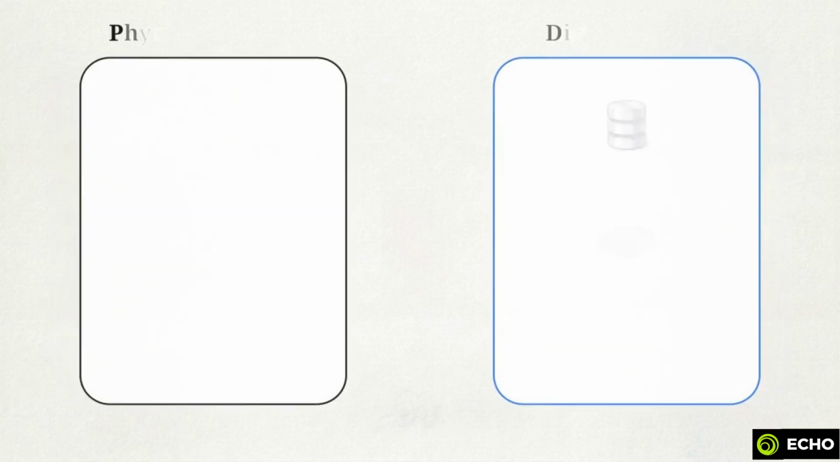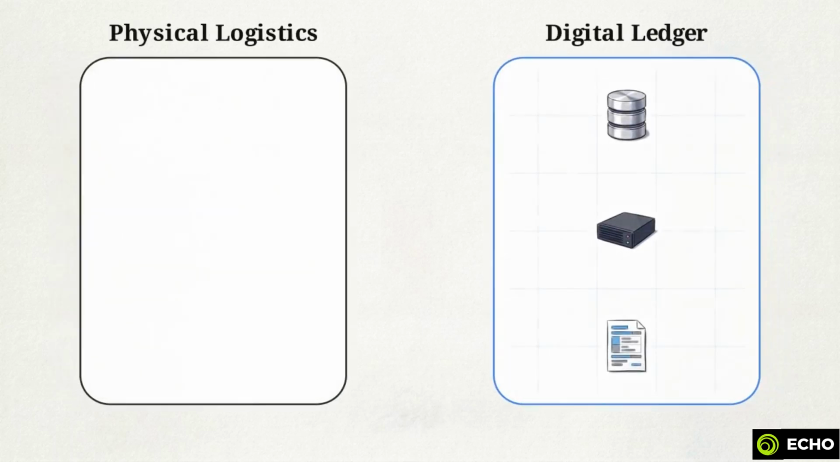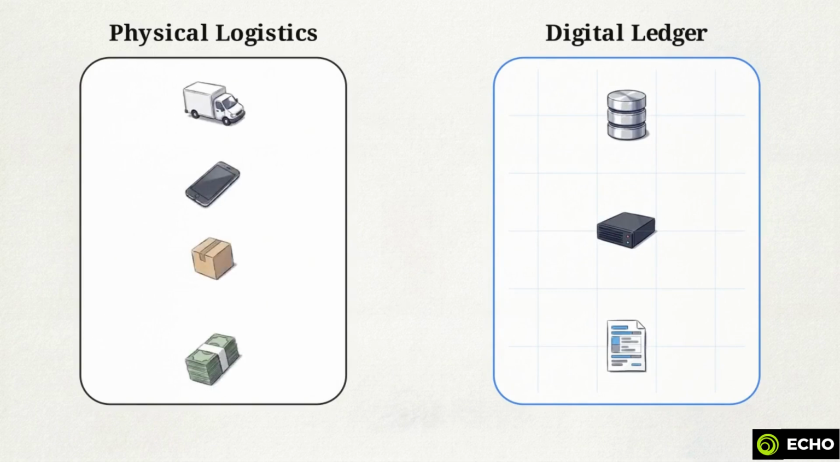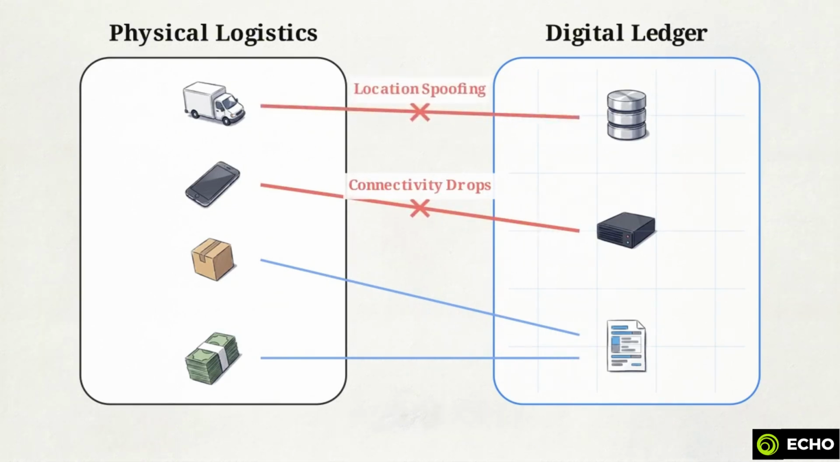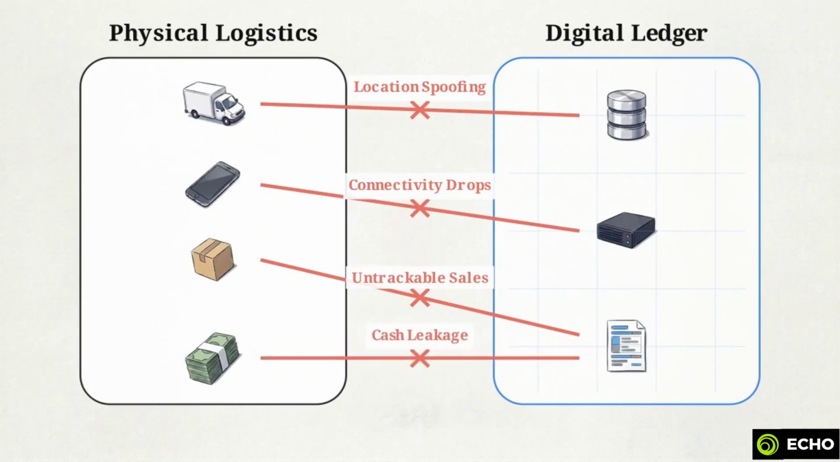This diagram highlights the core conflict in distribution software. Digital systems demand perfect data, but the physical logistics generating it are inherently chaotic. This introduces 4 failure points: connectivity drops, location spoofing, untrackable sales, and cash leakage.